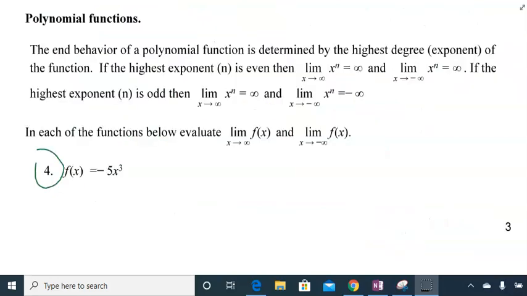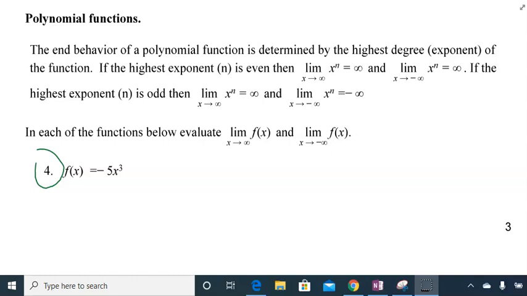Let's talk a little bit about the behavior of polynomial functions. The end behavior of a polynomial function is determined by the highest degree exponent of the function. If the highest degree n is even, then the limit as x approaches infinity of x to the n is equal to positive infinity, and the limit as x approaches negative infinity of x raised to the n is equal to positive infinity.